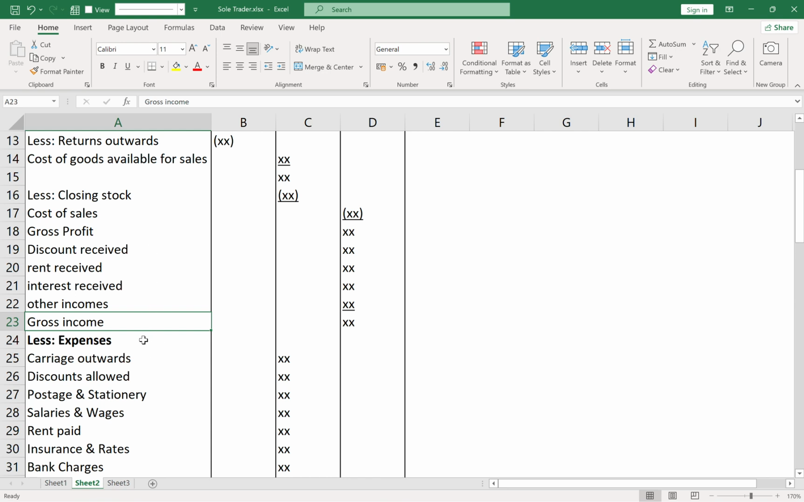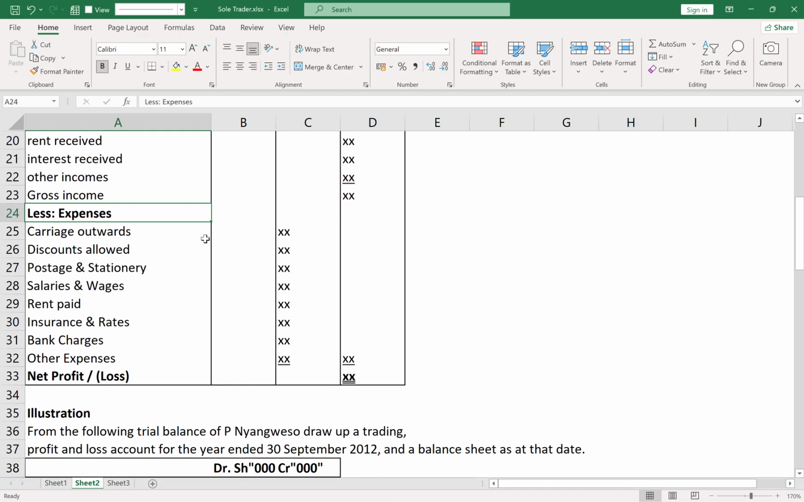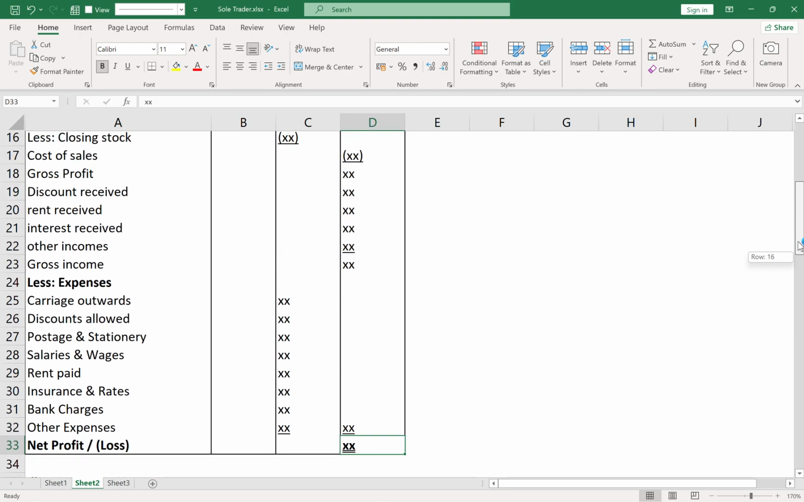Then on the debited side, we shall now deduct the expenses. They can be many, so we shall take a few. We have carriage outwards, discount allowed, postage and stationery, salary and wages, rent, paint, insurance and rates, bank charges, other expenses. So the total we deduct from the gross income, so that we can now have the net profit or net loss. So that is the format. Hope we are together.